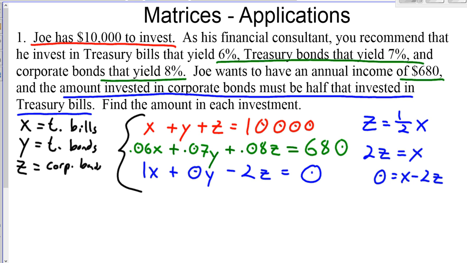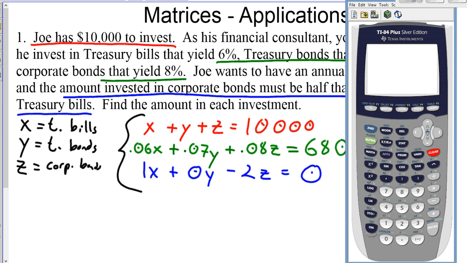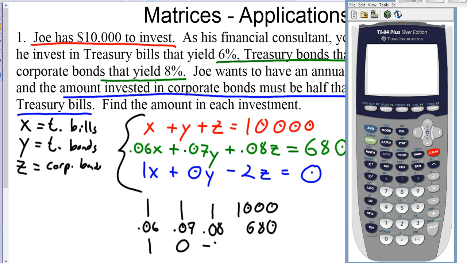So now I'm going to use matrices to help us solve this. I'm going to pull out my calculator, and I want to input this into an augmented matrix. This augmented matrix is going to be 1, 1, 1, 10,000. Then it's going to be 0.06, 0.07, 0.08, and 680. And the last one's going to be 1, 0, -2, and 0. So we're just taking our coefficients from our equations. I'm going to input that in my calculator.